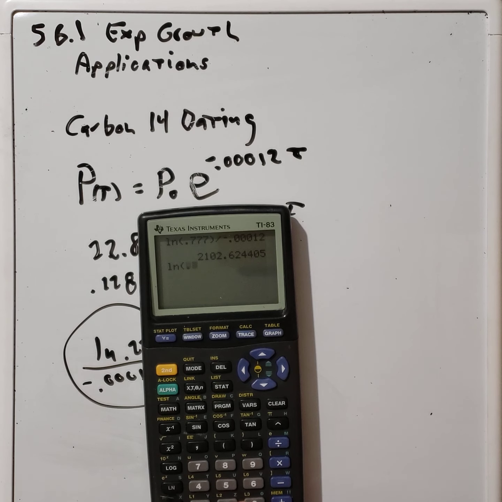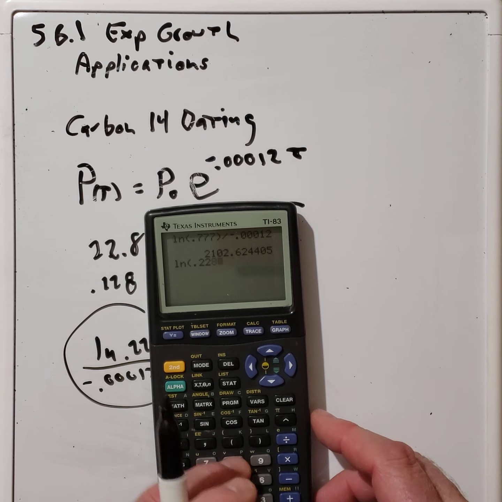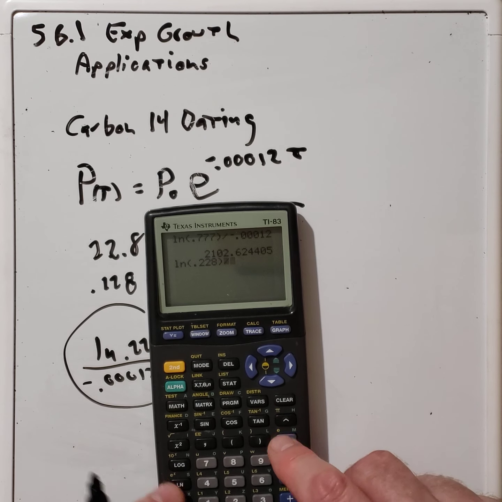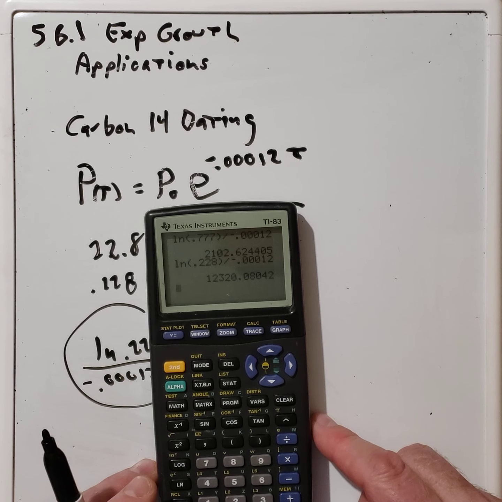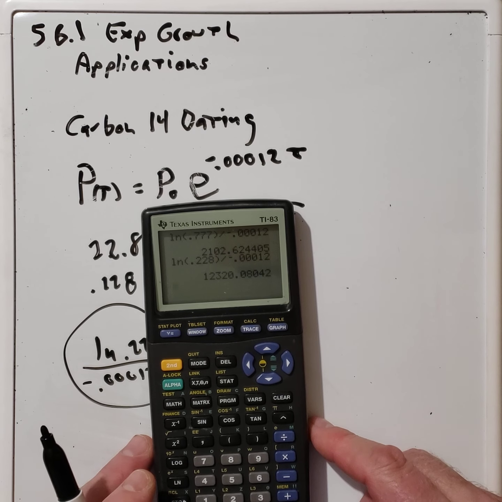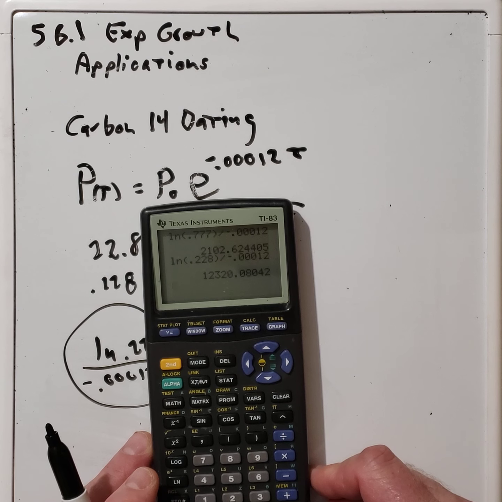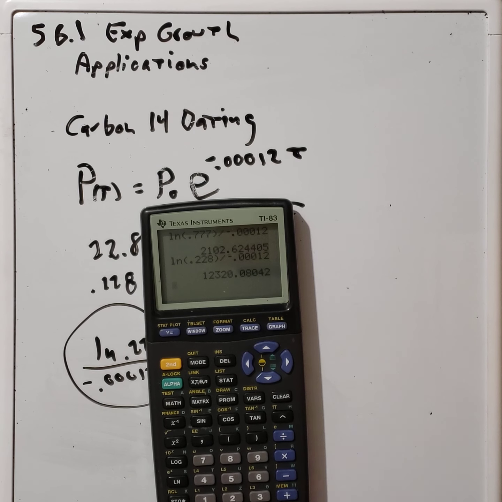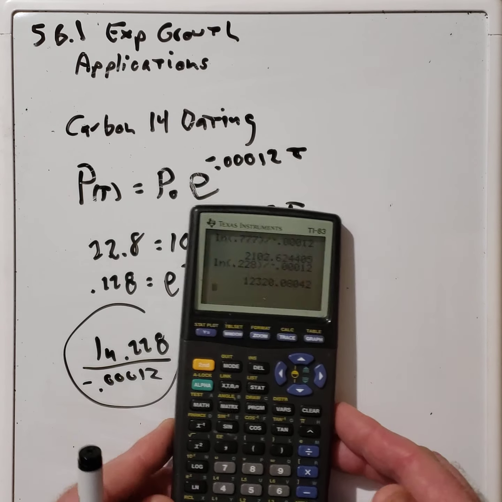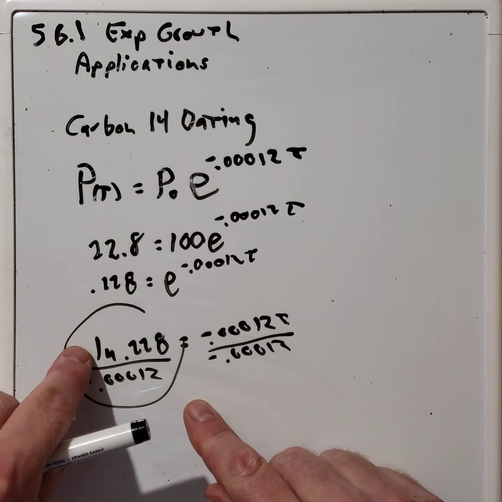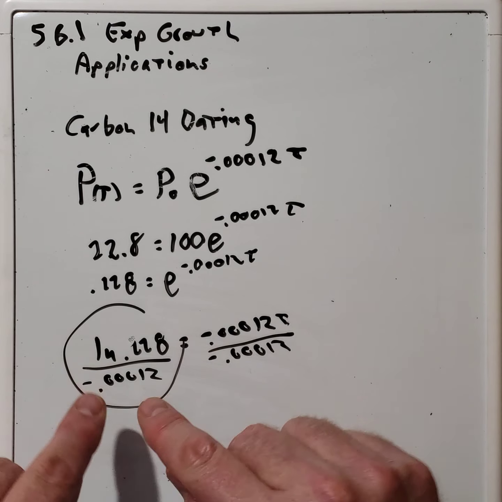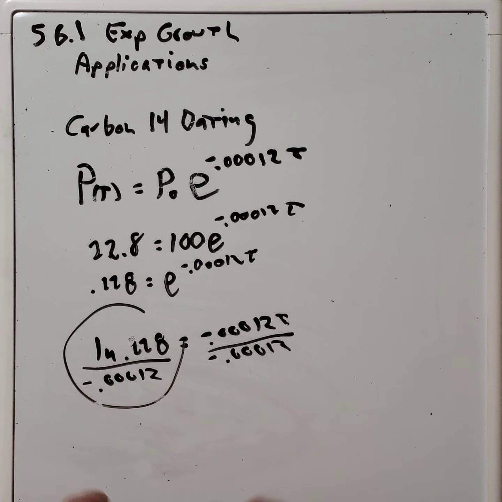Natural log of 0.228 divided by negative 0.00012. And we see that the mastodon had been dead 12,320 years. Okay. The shortcut: natural log of how much was left, divided by the rate that it had been decaying at, and that'll give you your answer. See you next time.